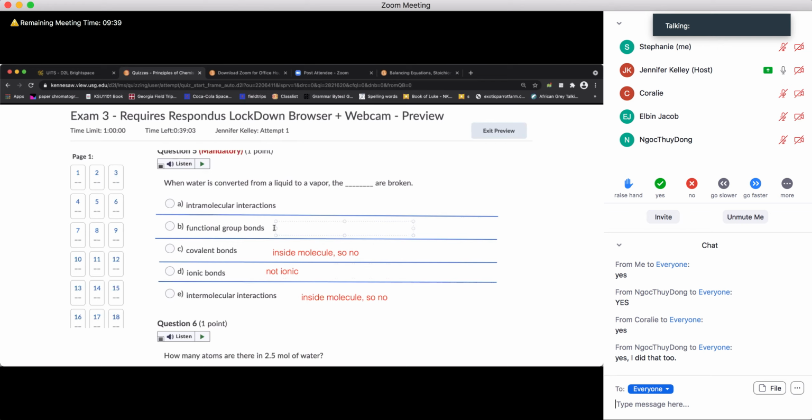Okay. Let's see, functional group bonds. These are inside the molecule. Functional group would be something like OH, but that's like inside the molecule. Okay, and intramolecular interactions are between waters. So it's definitely going to be A. What? Wait. I'm kind of. Wait. No. I got that backwards. Give me a second.